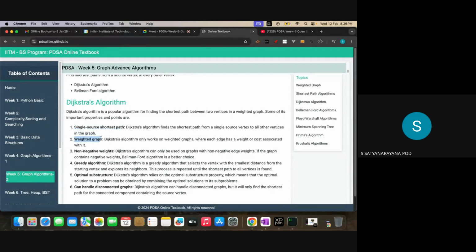It's a weighted graph. Make sure that's mandatory. We cannot execute this algorithm on simple graphs. The graph with weights must be there. And it is more important: it works on non-negative weights only. If a negative weight is involved, Dijkstra's may not solve your problem. May not. Maybe sometimes it works also. We have that kind of scenario, but that is not discussed.